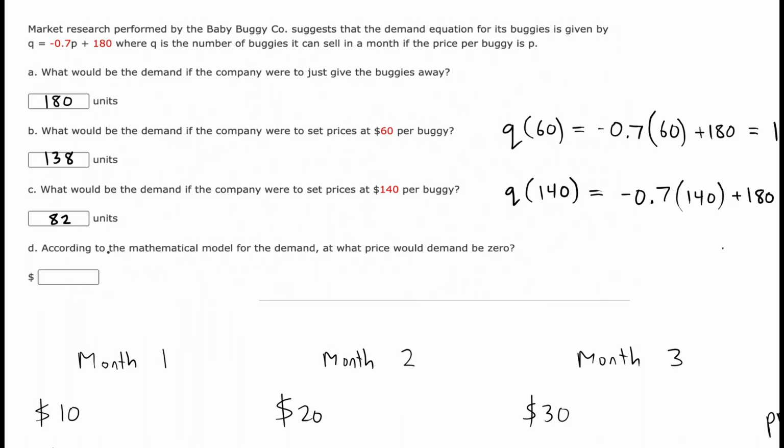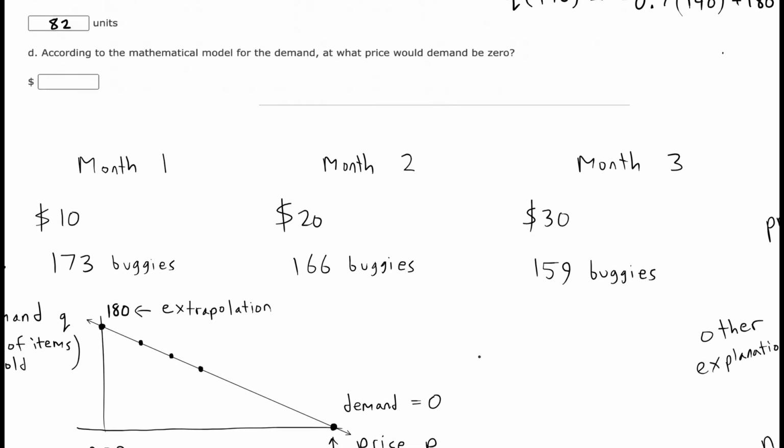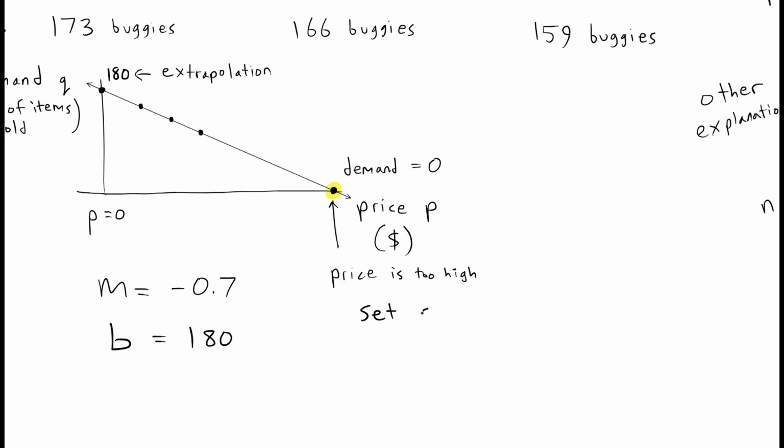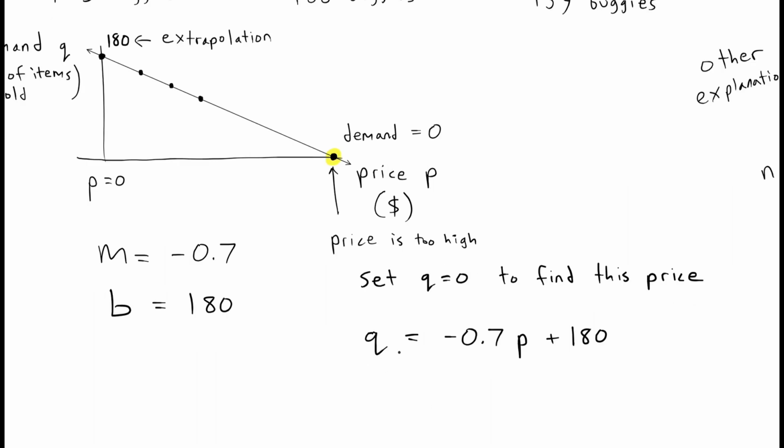It says here, according to the mathematical model for demand, at what price would the demand be 0? So that would be this case right here that I'm talking about. We would want to set Q equal to 0 to find this maximum price that's too high. We have our formula. Okay, so let's plug in a 0 for Q.